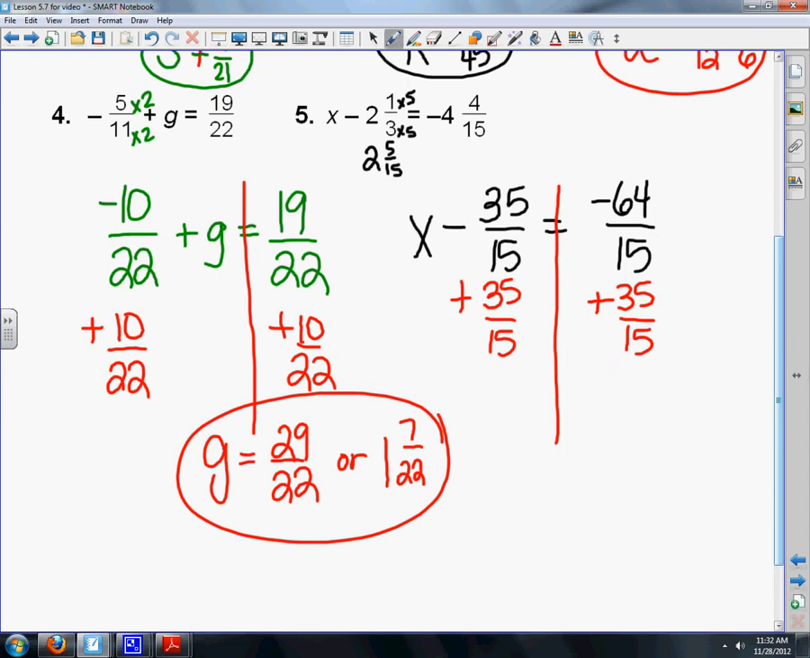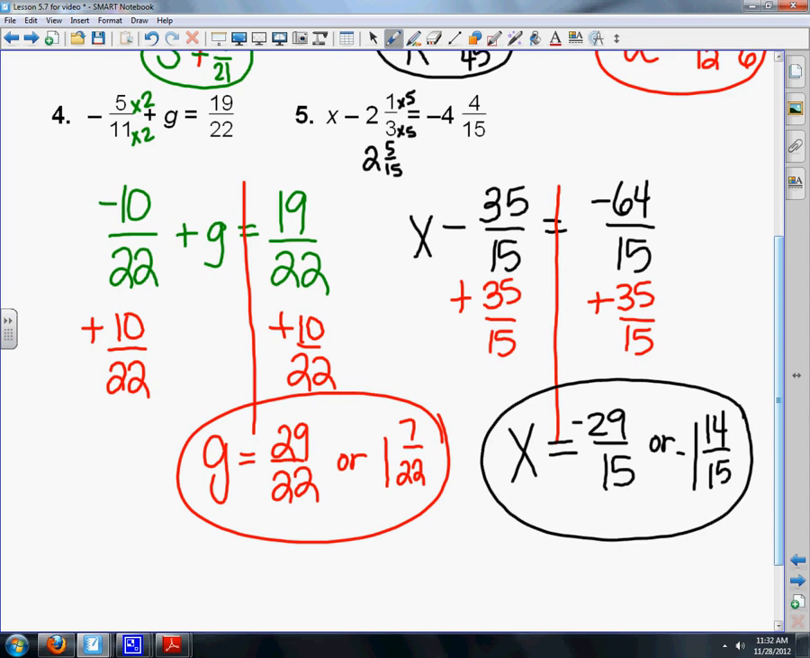So then I see that x equals, now what is that? So if I added 30, it would be 29 over 15. I can leave it like that. Oh, it's negative, sorry. Leave it like that, or I can say 1 and 14/15. It would still be negative though. Don't forget the negative sign.